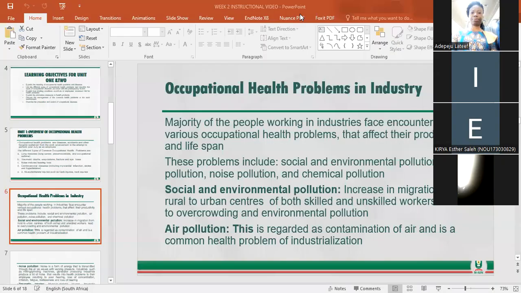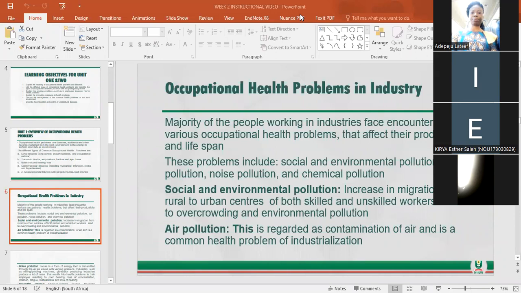Okay, so as I was saying, different industries have different health problems that are associated with them. And I'm going to mention a few of these health problems that are associated with different industries.